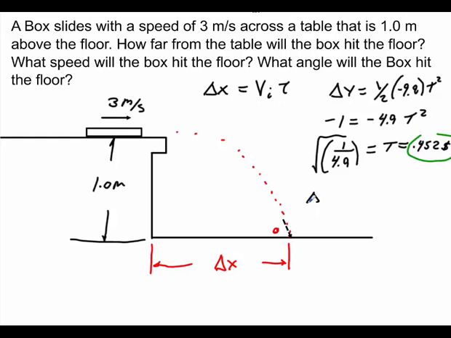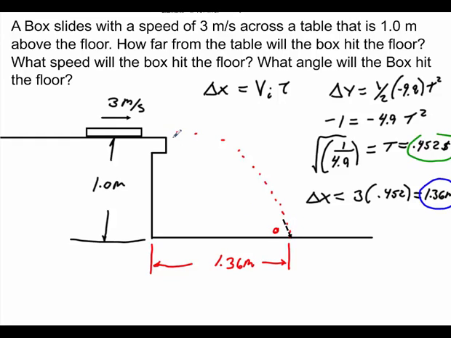We know our delta x would equal our initial velocity, which is 3, times my time of 0.452. Times 3, and that's going to give me a displacement of approximately 1.36. Okay, so we can erase this, and we know this right here is just going to be 1.36 meters.